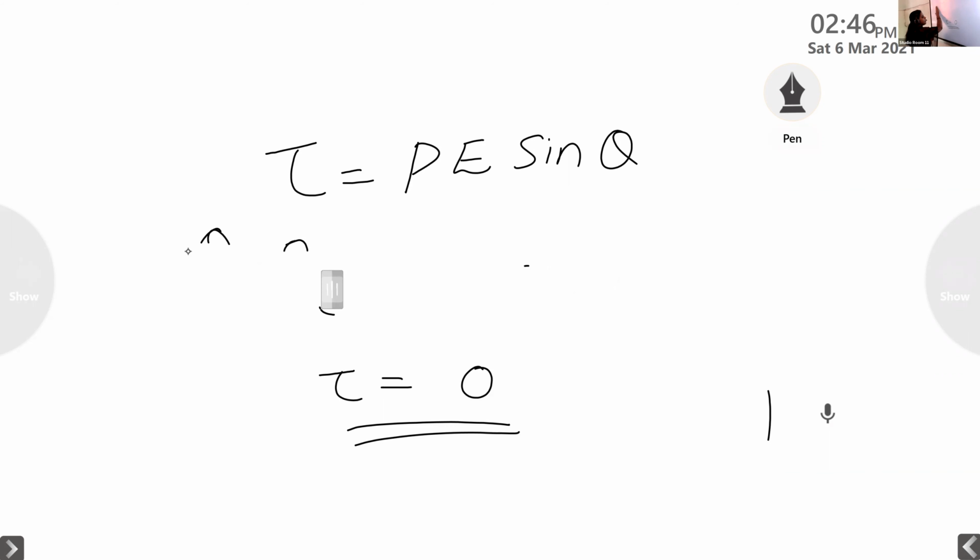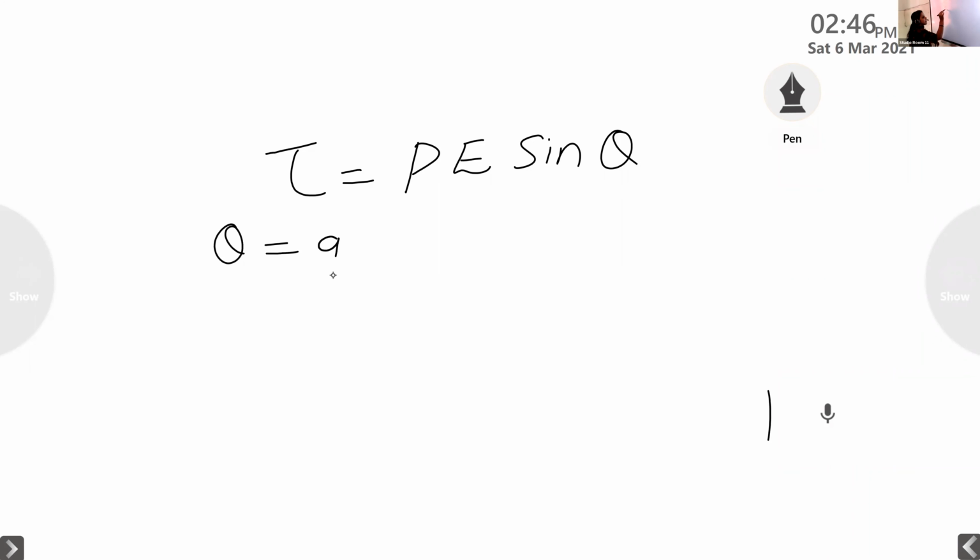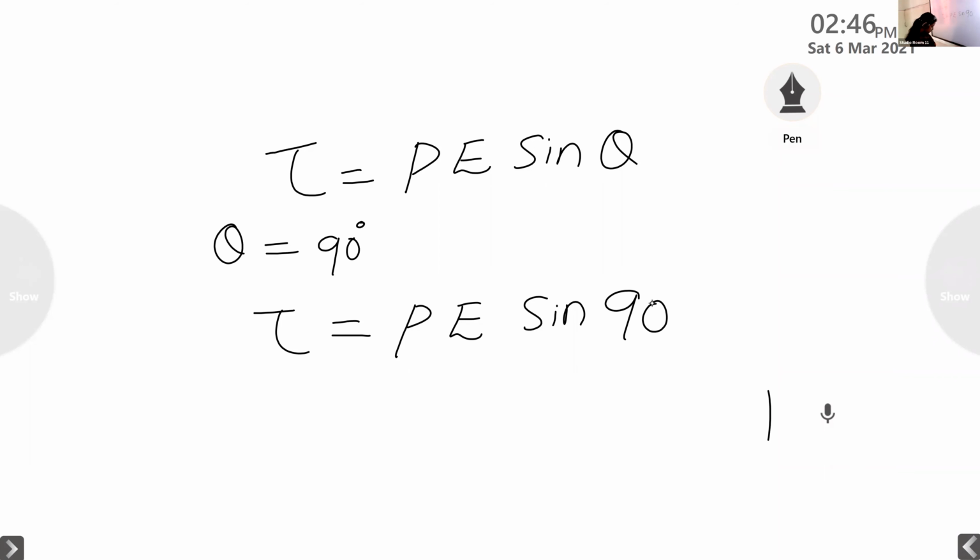That is, if the angle between the electric dipole and the electric field is equal to 90 degrees. If theta is equal to 90 degrees, what happens to tau? Tau is equal to PE sin 90. What is the value of sin 90? Sin 90 is equal to 1. Then what happens to tau? Tau is equal to PE. Clear? We can verify it with one more angle.